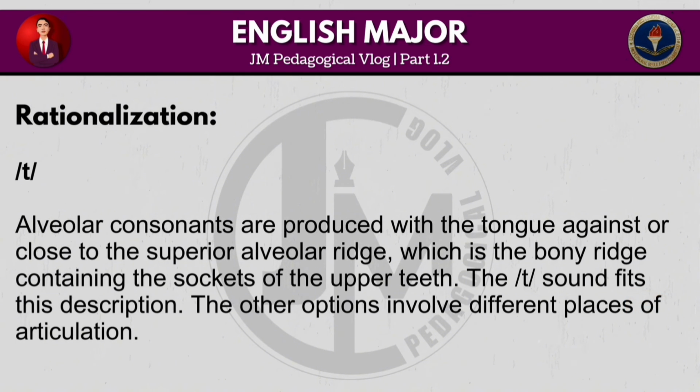Alveolar consonants are produced with the tongue against or close to the superior alveolar ridge, which is the bony ridge containing the sockets of the upper teeth. The t sound fits this description. The other options involve different places of articulation.